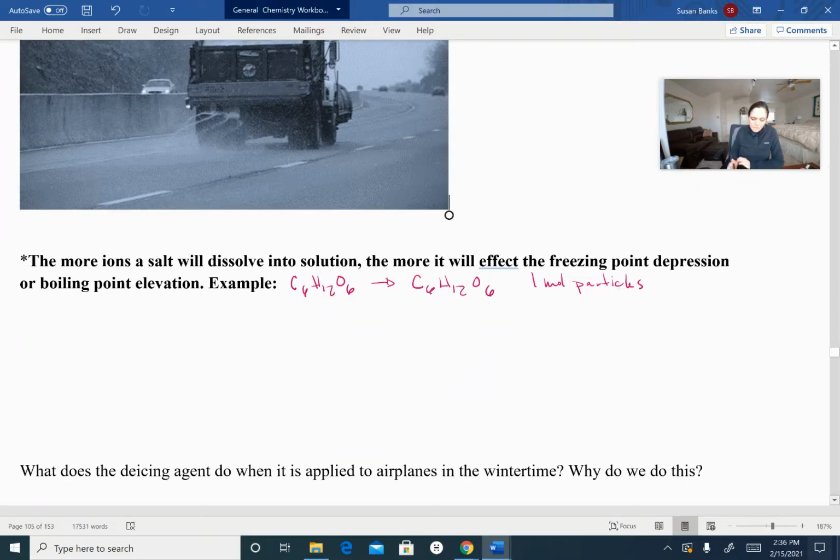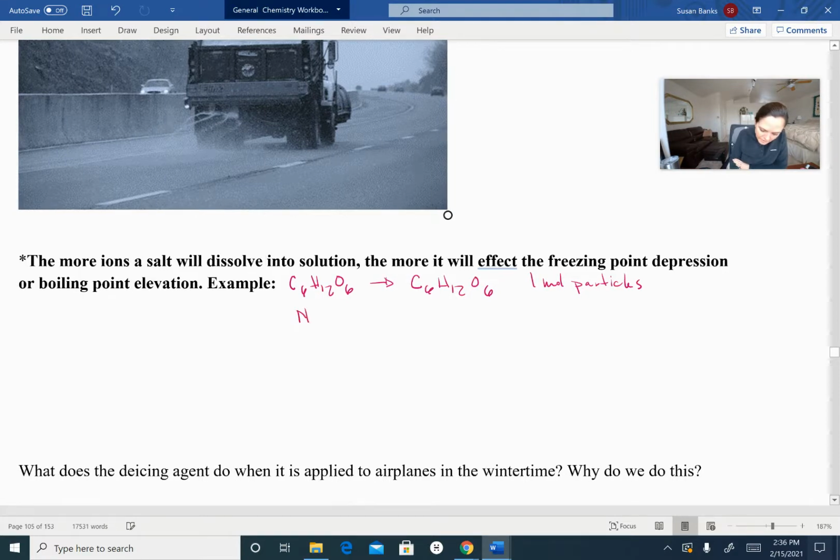But sodium chloride, for example, the table salt, is soluble. And when we dissolve that into water, it doesn't stay together. The ions are actually more attracted to the water, so it breaks apart. So we would actually get a sodium ion and a chloride ion. So we would actually get 2 moles of particles.